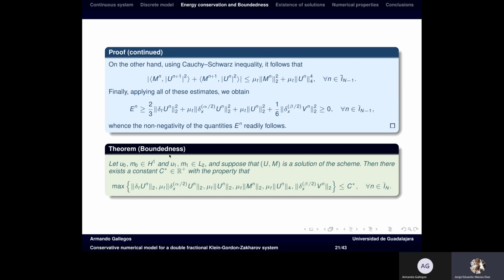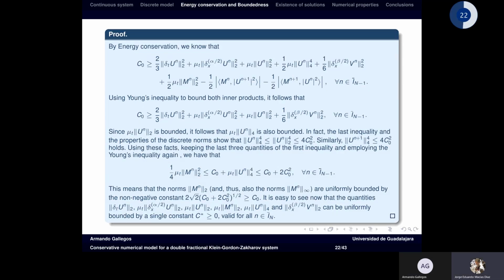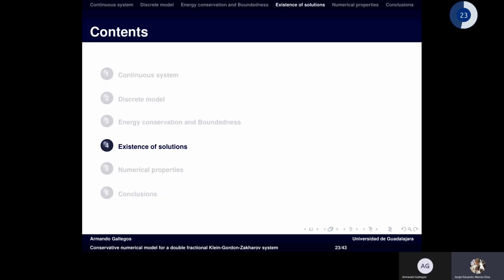As a corollary, we have the boundedness of the numerical solutions. So there exists a constant C star with the property that all of these quantities are bounded throughout time. In order to provide the proof, we are going to use the energy, which is conserved, and also we use Young's inequality in various forms.